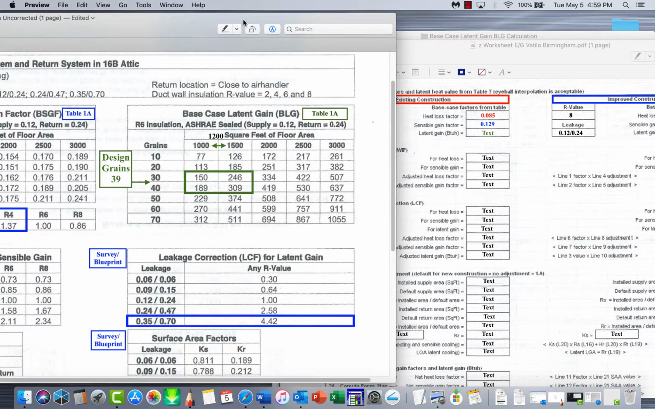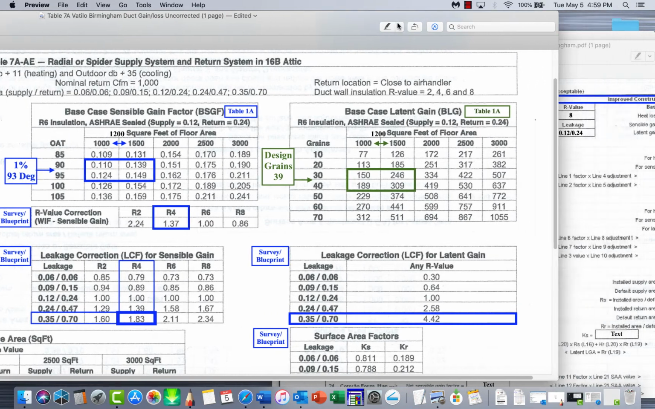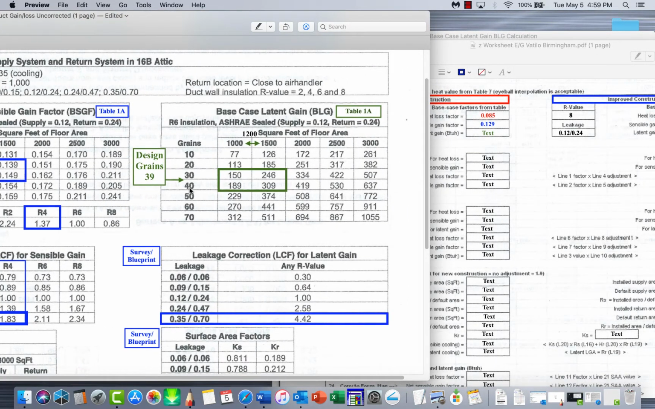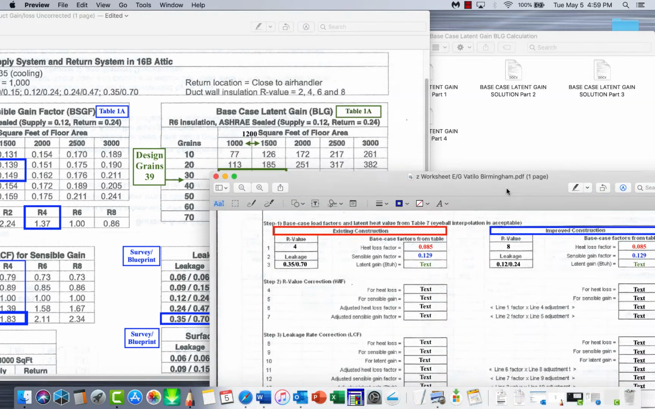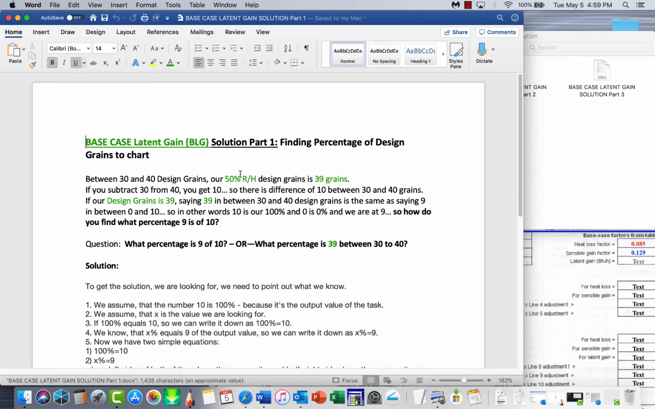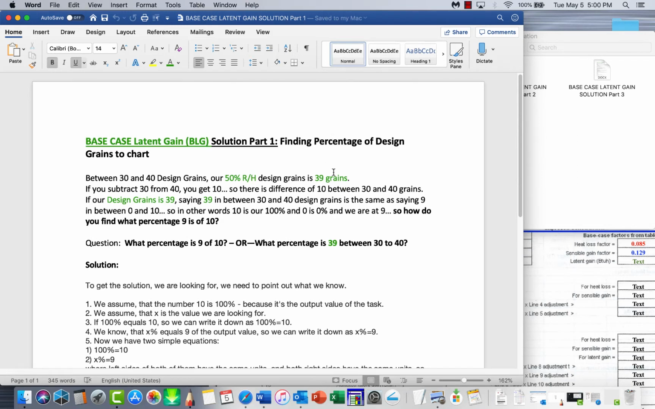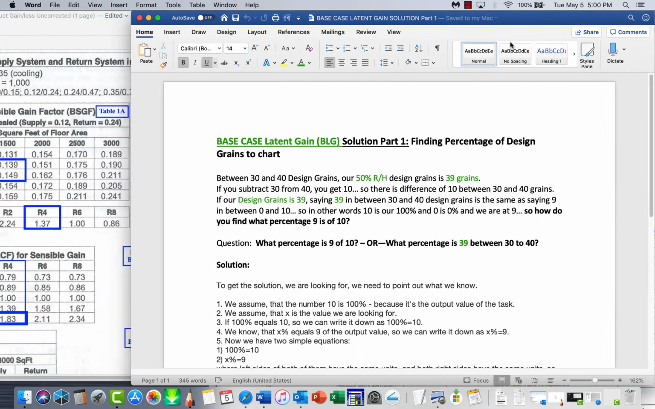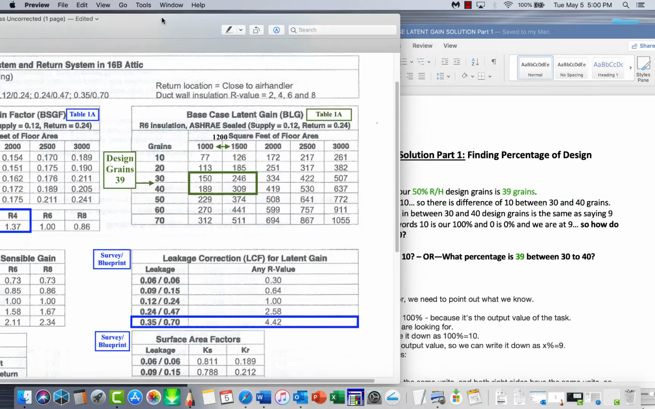This one is the same as the other two tables that's right here. Basically, we're going to find the percentage in between these two, which will be the same percentage between these two, and then the percentage in between these two. So let's take a look at this. This is a base case latent gain solution, part 1, finding the percentages of the chart. So the first thing we're going to start with is going to be this part right here.